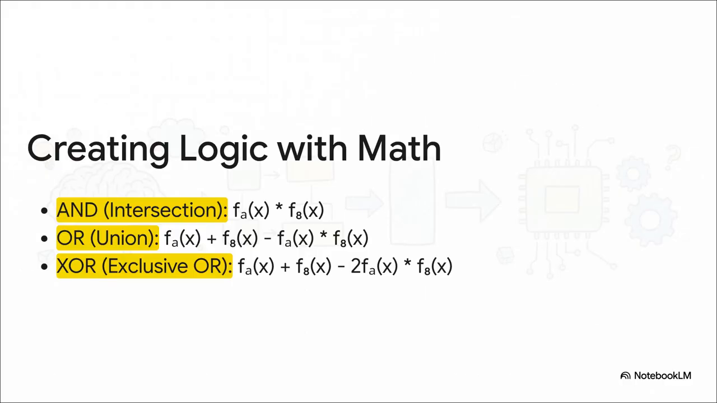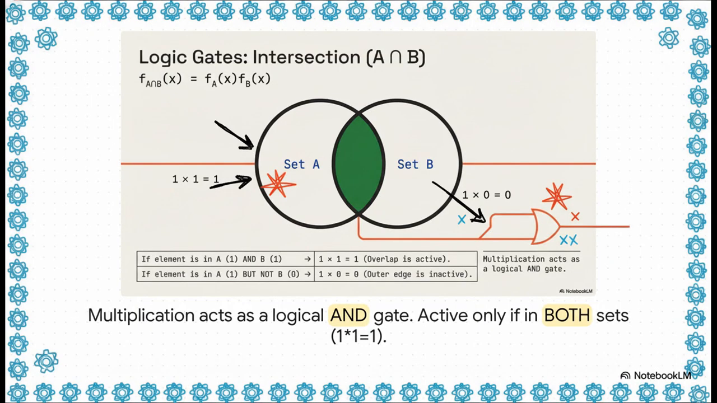And here's the magic. Because we're now just dealing with simple 1s and 0s, we can use basic arithmetic, the stuff you learned in grade school, to build the fundamental logic that powers every computer. Concepts like AND, OR, and XOR stop being fuzzy ideas and become simple, clean math formulas. I mean, look how elegant this is.